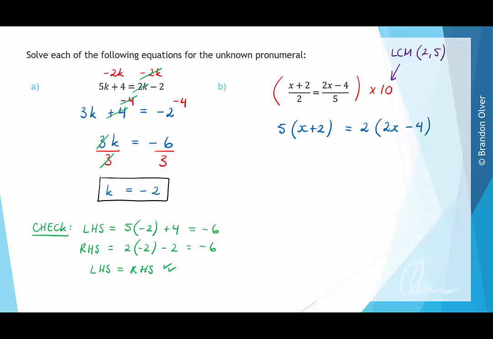Next, we're going to expand our brackets. So we're going to have 5x + 10 = 4x - 8. Once again, we have unknowns on both sides of the equation, so we're going to get them all onto one side. So I'm going to subtract 4x from both sides of this equation. In doing so, I have 5x - 4x just leaves x + 10, and that is equal to -8. Finally, if we subtract 10 from both sides of the equation, we get x by itself. Therefore, x is equal to -18.